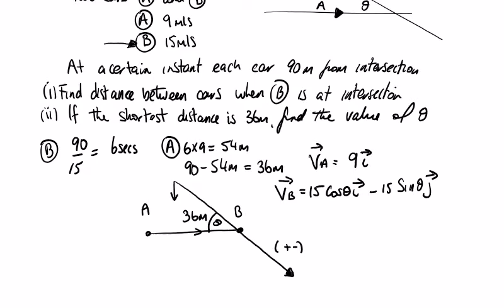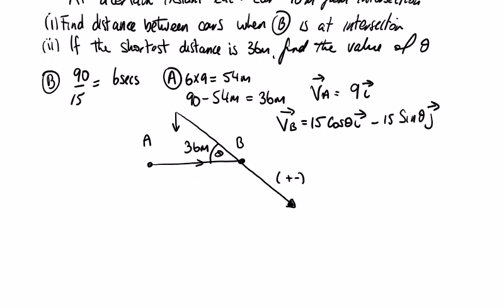So if they're at their closest, the shortest distance is 36. So that's when B is at the intersection. So what can we say then? The velocity of B relative to A would have to be perpendicular because they're at their closest, and the shortest distance is the perpendicular point.